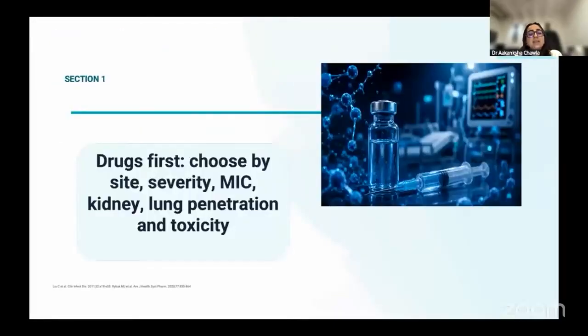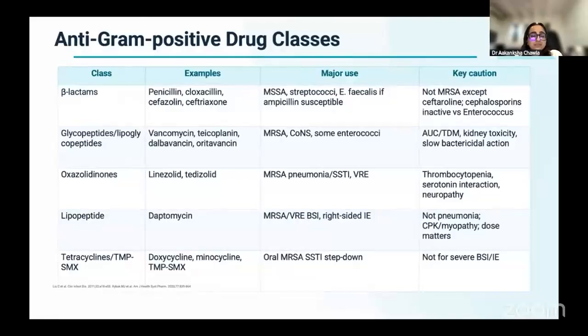So let us look at the drugs that we commonly use and their specific mechanisms and site of action. So we have beta-lactams, that is penicillin, cloxacillin, cefazolin, ceftriaxone; glycopeptides: vancomycin, teicoplanin, dalbavancin, and oritavancin. Then oxazolidinones, that is linezolid and tedizolid; lipopeptides, daptomycin; then tetracyclines like doxy and minocycline; and trimethoprim-sulfamethoxazole.